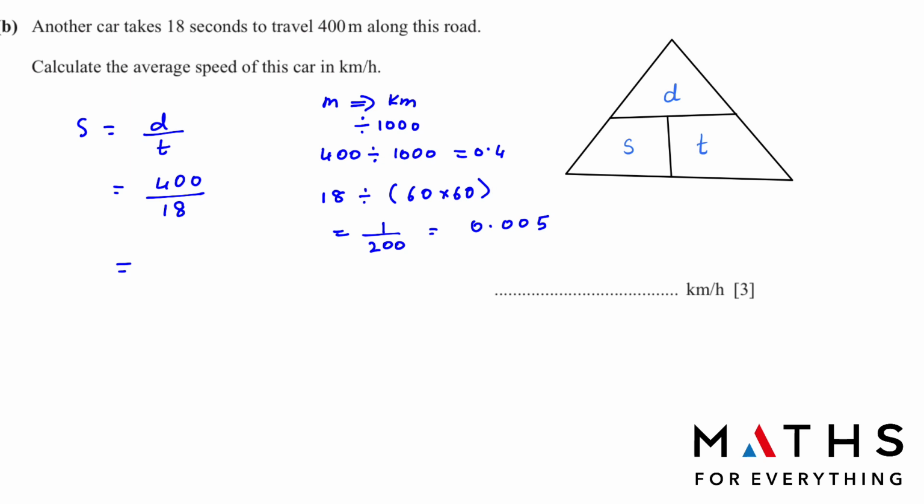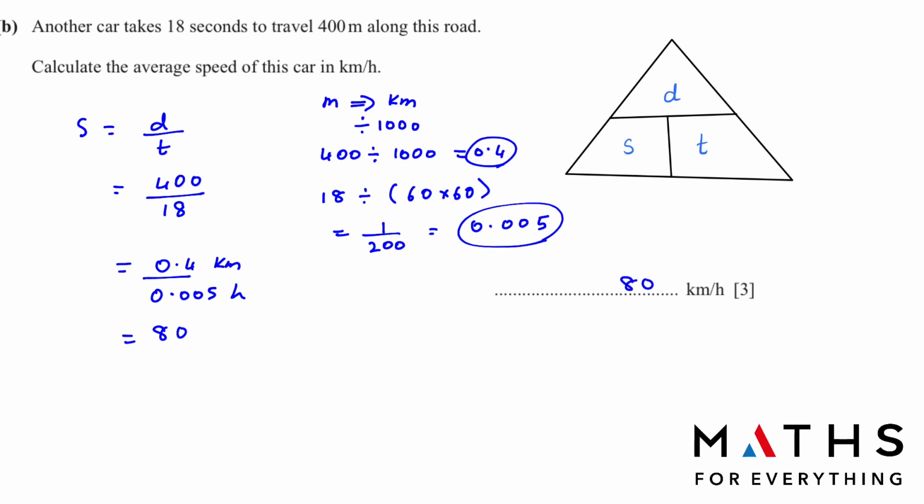Now that we have converted, we'll replace because we want kilometer. So 400 meters is equal to 0.4 kilometer, and 18 seconds is equal to 0.005 hour. Put this in the calculator. 0.4 divided by 0.005 will give you 80. So that's 80 kilometer per hour.